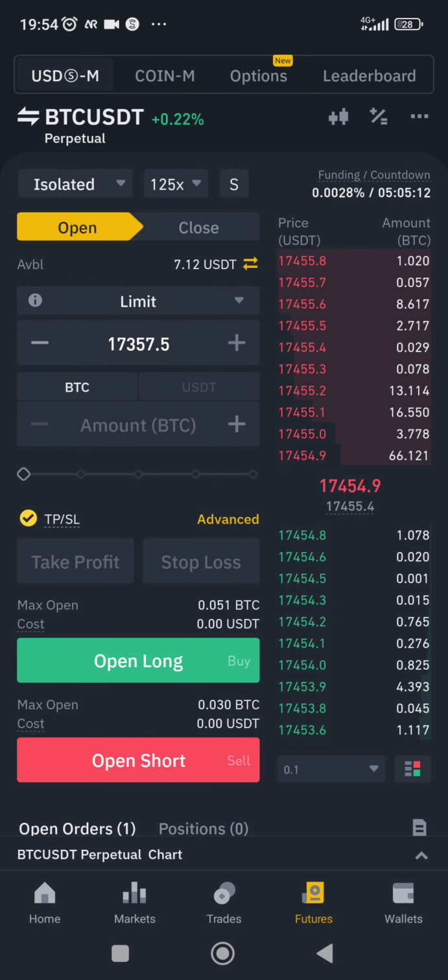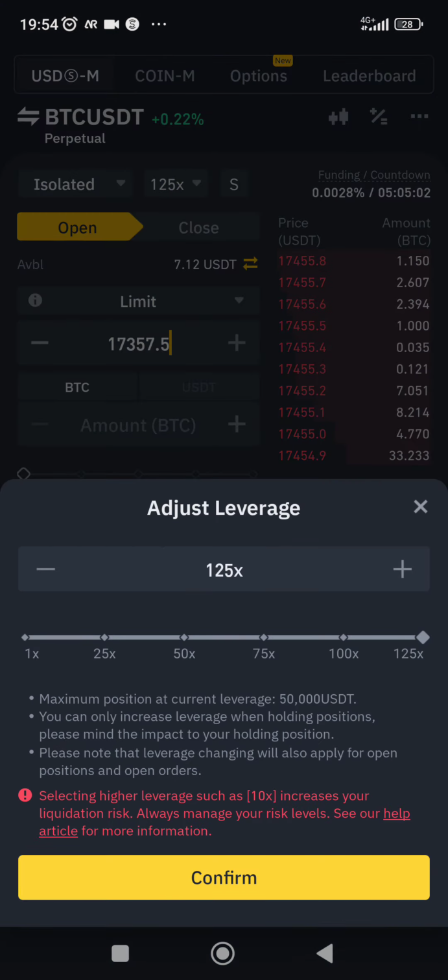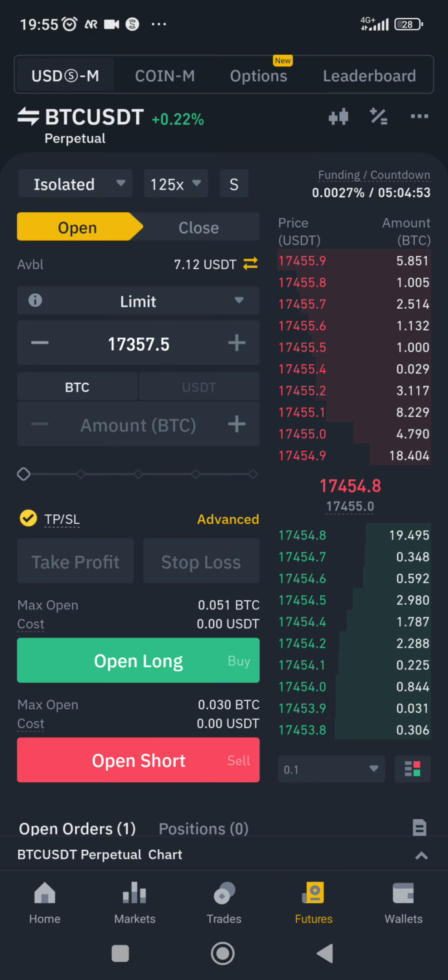125x means that $1 would be working as 1 times 125 dollars, because I'm amplifying the money by 125. I can reduce it to 50. So my $1 would now be working as 1 times $50. That's the leverage. That's what leverage is all about. I hope this is clear, right?